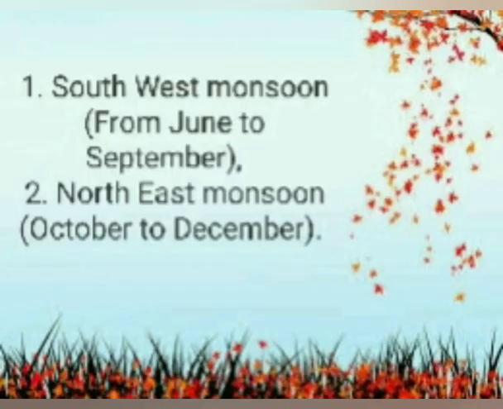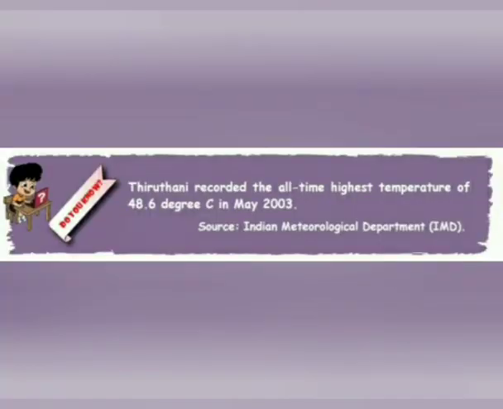Our state Tamil Nadu gets rainfall in 2 seasons: southwest monsoon from June to September and northeast monsoon from October to December. Let us know something. Tirutani is a place which has recorded the all-time highest temperature, that is 48.6 degrees in May 2003.